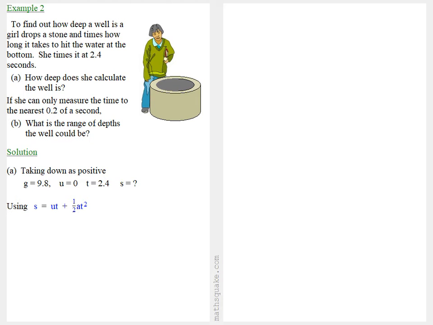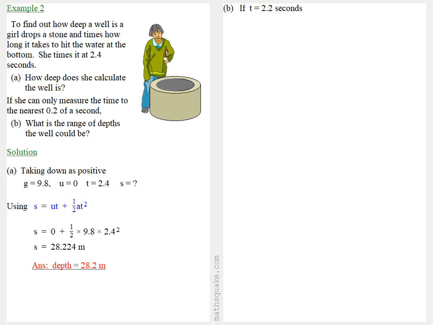So, using s equals ut plus a half at squared, we have s equals 0 plus a half times 9.8 times 2.4 squared, which works out to be 28.224 metres. So she calculates the depth is 28.2 metres. If she can only measure the time to the nearest 0.2 of a second, in part B we're asked, what is the range of depths the well could be?